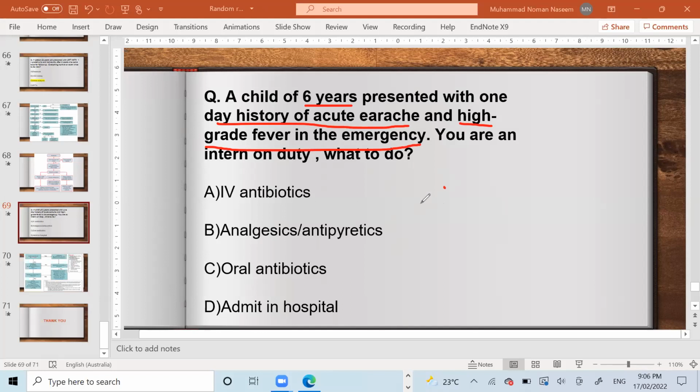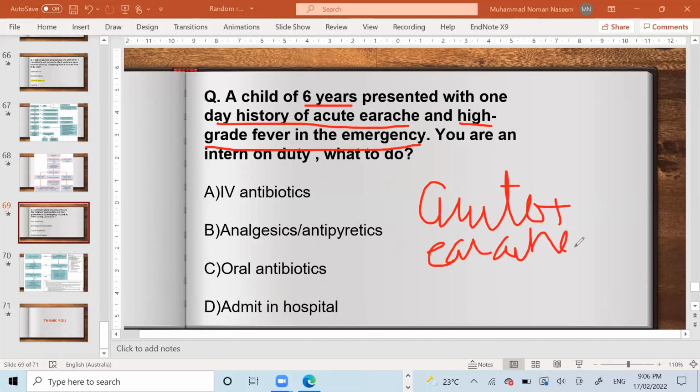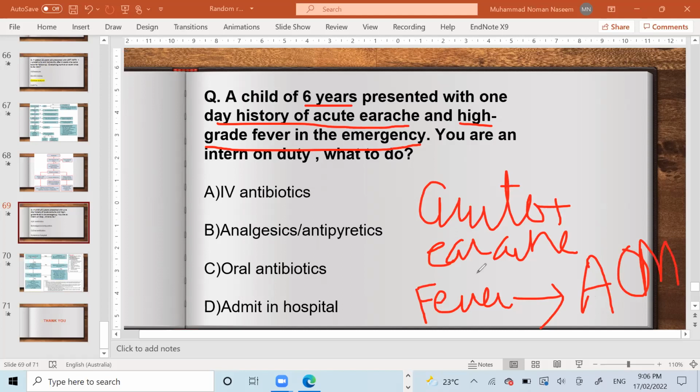Now, acute earache with high-grade fever. Can anyone tell me what is the diagnosis? Diagnosis, guys. First, manage, very good. Acute otitis media. You can't say it's serious because there is no discharge coming from the ear. It's just acute otitis media.